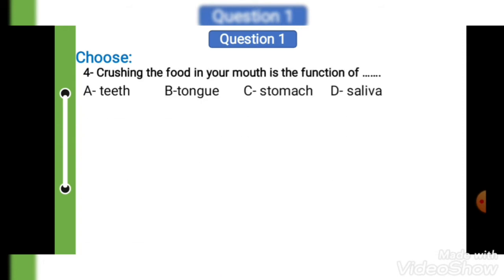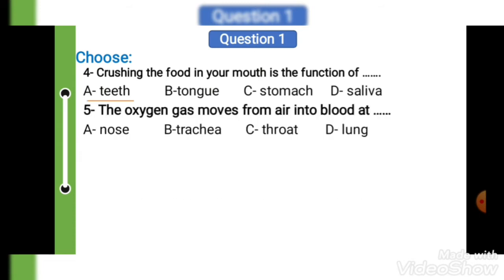Okay, question number 4. Crushing the food in your mouth is the function of. Who crushes the food in your mouth? The teeth, or tongue, or stomach, or saliva? Stomach is not in my mouth. So who will crush it, the teeth, or tongue, or saliva? It is the teeth. Crushing means chewing. Number 5.